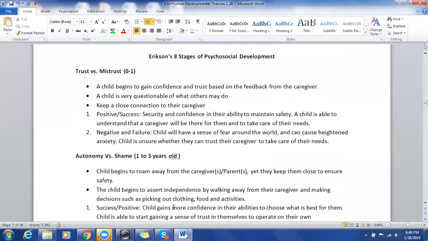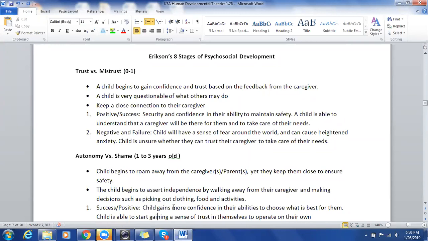We'll rip on to Erikson's 8 stages of psychosocial development. All right. So the first one, trust versus mistrust, 0 to 1. This is where the child begins to gain confidence and trust based on the feedback from their caregiver. Meaning, whatever their caregiver says and does around them gives them a sense of what their environment looks like. And if they don't have a lot of support around them or don't get their needs met, they start having a sense of mistrust for everybody and questionable of what people may do regarding their needs.